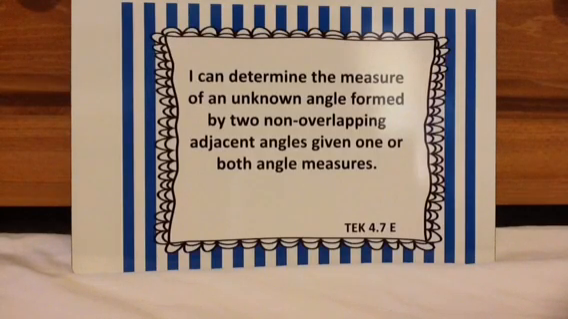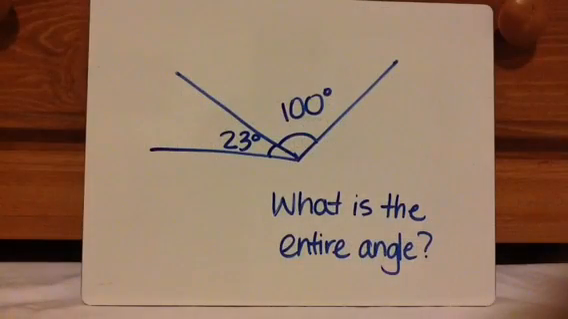Hi scholars, today we're going to look at TEK 4.7e. It says I can determine the measure of an unknown angle formed by two non-overlapping adjacent angles given one or both angle measures. So I want you to see basically two different ways you can see this question.